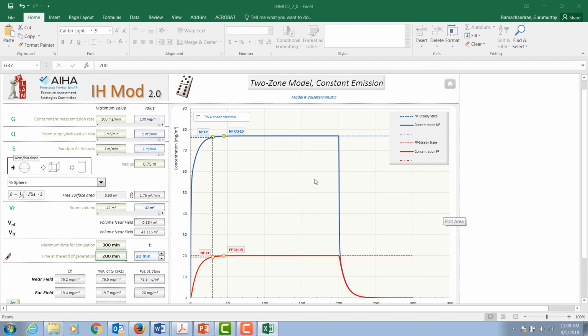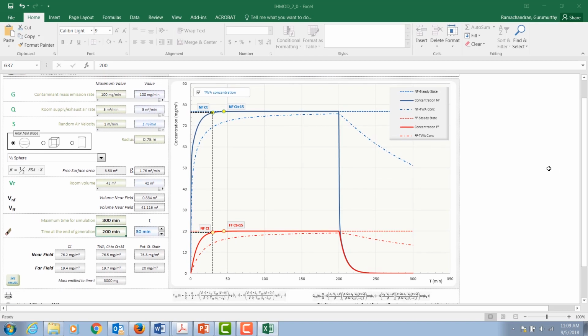One other feature of this software is that you can click on this TWA concentration button, and the dotted lines provide you with the time-weighted average concentration as a function of time. So the way to interpret this is that, let's say at t equal to 100 minutes, we want to know what the near field time-weighted average concentration is. That is roughly 74.5 milligrams per cubic meter.